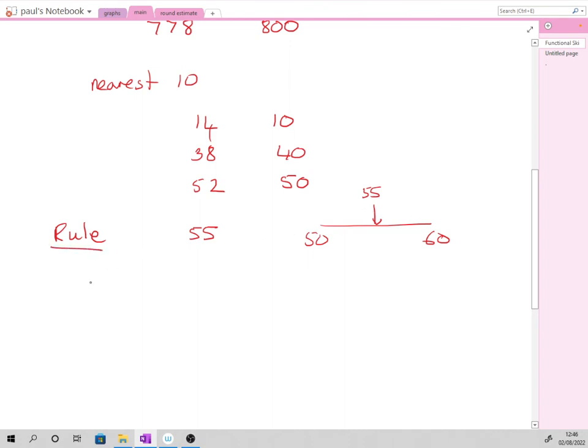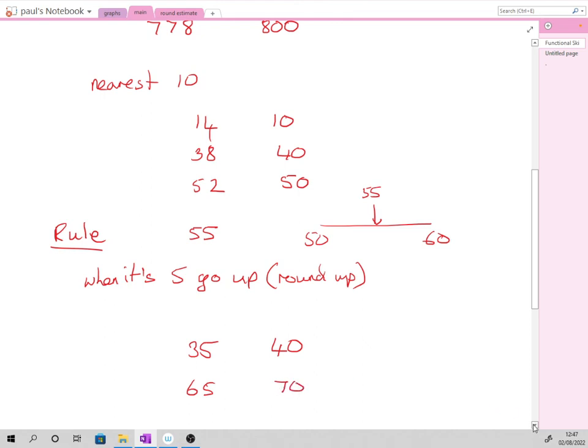So this is where the rule comes in. When it's 5, go up or round up. When it's 4 or less, then you just ignore it. You go down. So 35 would be rounded up to 40. 65 would be rounded up to 70. So you're going up and down.